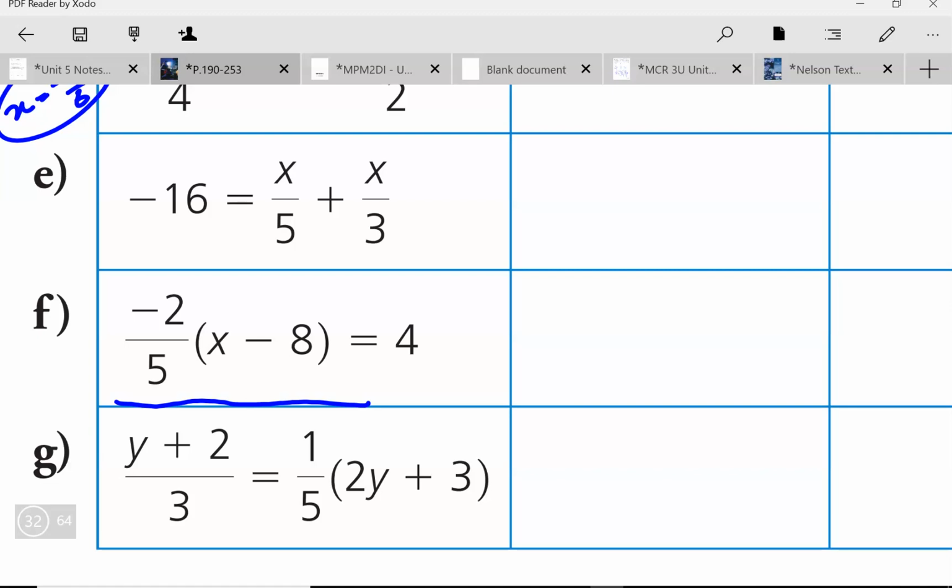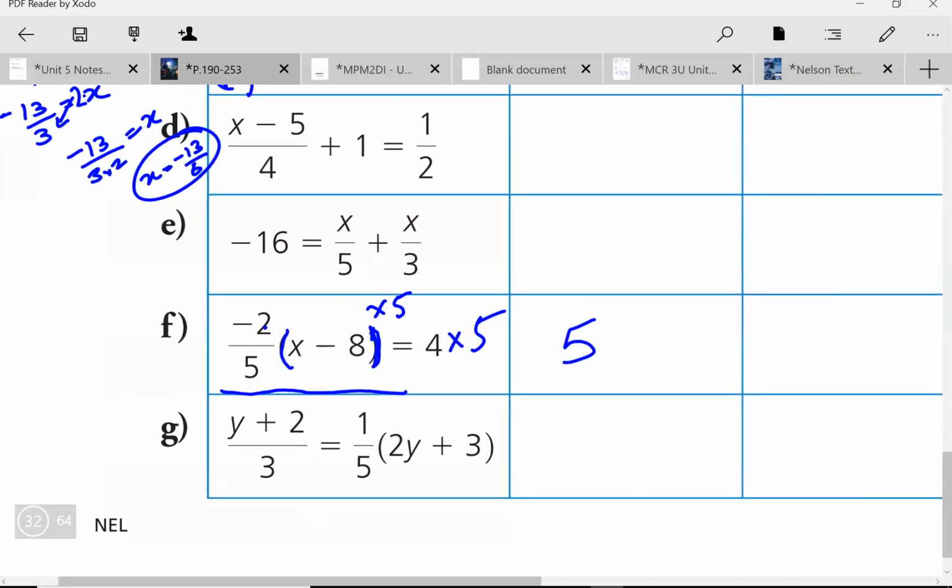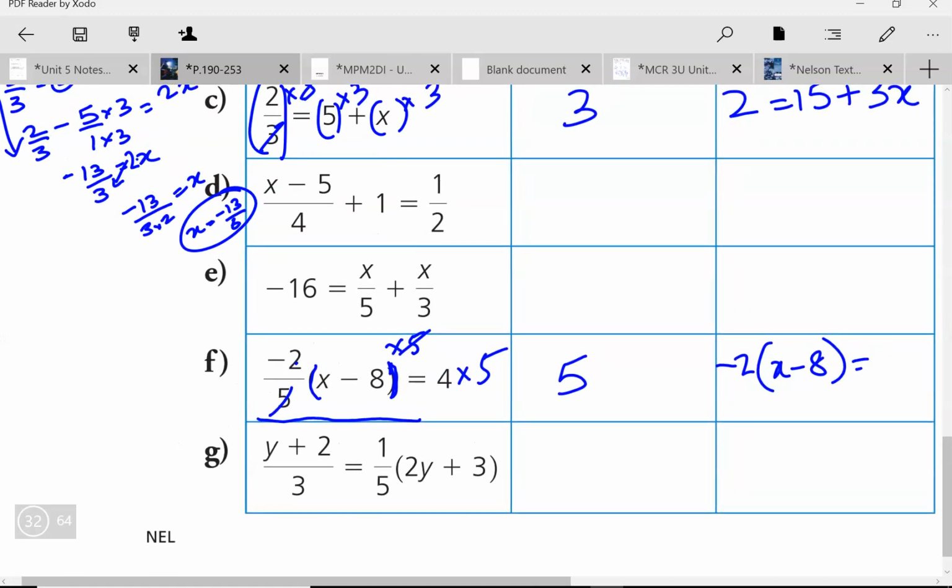both by 5. You just have to be careful about what you define as a term, because technically this entire thing is just one term. This is just negative 2 times, in brackets, x minus 8, right? So that's like a group there. That's counted as one thing divided by 5. So this entire thing is one term. So you're multiplying this by 5, multiplying this by 5. And so this 5 and this 5 in the denominator can cross cancel. You're just left with 2x minus 8 equals 20.